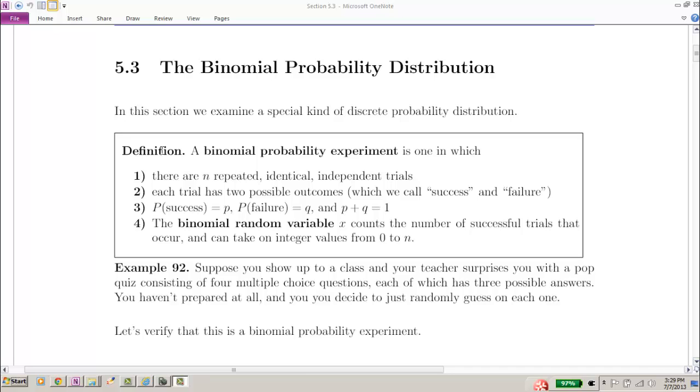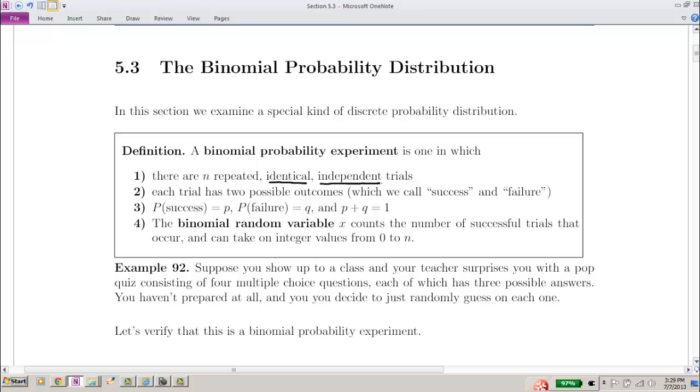In this section, we're looking at a binomial probability distribution, which is defined by these four characteristics, where we have n repeated identical independent trials. So n is the number of trials, and they each need to be identical, like doing the same thing over and over again, and they have to be independent of each other from a probability perspective. Each trial has two possible outcomes.